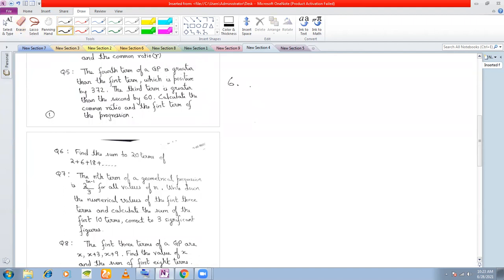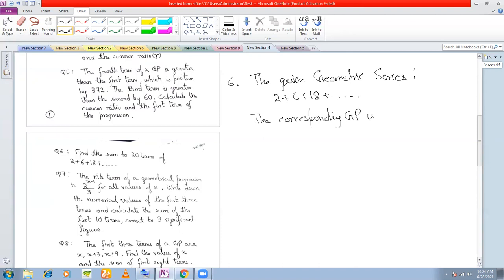Number 6 here is calculate the sum of 20 terms of this GP. So the given geometric series, because why should I write series? Because the sum of the terms is given: 2 plus 6 plus 18 plus and so on, right? So what is the corresponding geometric sequence or progression? The corresponding GP is, write this as a set, 2, 6, 18 and so on, right?